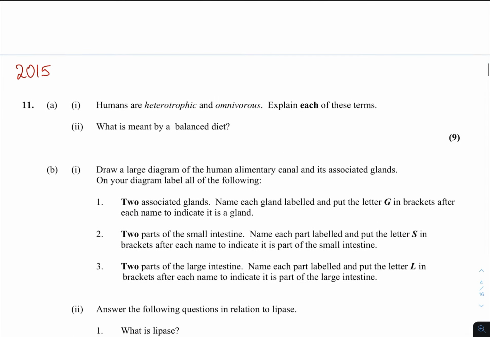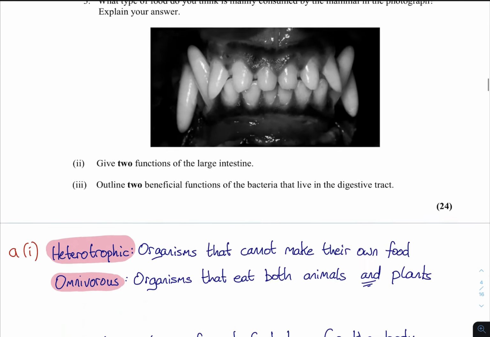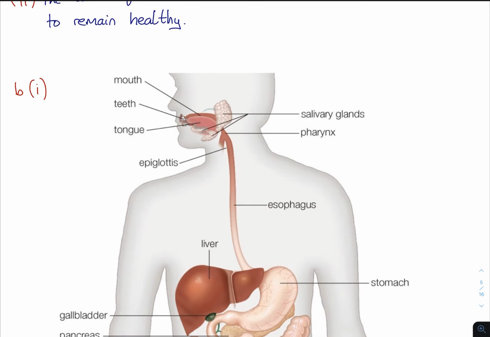Okay, so I told you before you were asked to draw a large labelled diagram of the digestive system, and it was 2015 that this question was asked. So, the human alimentary canal and its associated glands, and then you're to name the 2 associated glands, 2 parts of the small intestine, and 2 parts of the large intestine. Okay. Now, rather than drawing it out, I just copied the picture online.